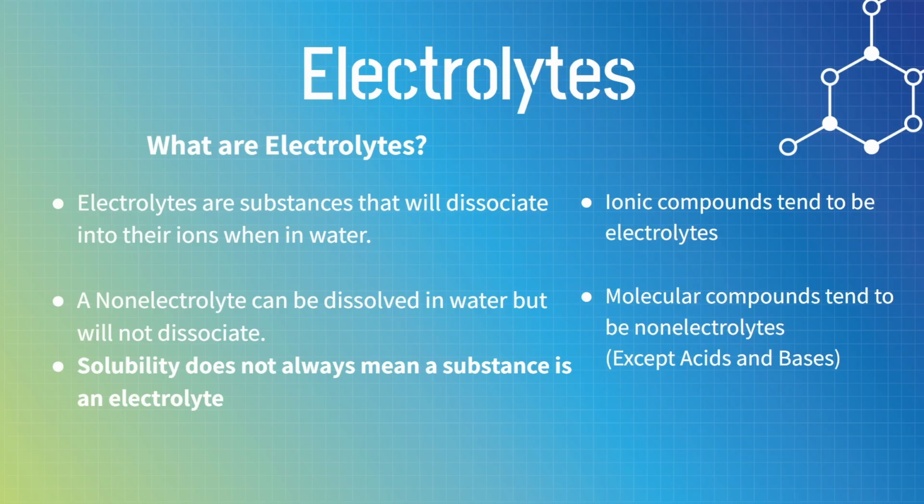Electrolytes are substances that will dissociate into their ions when in water. A non-electrolyte can be dissolved in water but will not dissociate. So, solubility does not always mean that a substance is an electrolyte. Ionic compounds tend to be electrolytes, and molecular compounds tend to be non-electrolytes. This isn't a rule, but generally it's a trend.